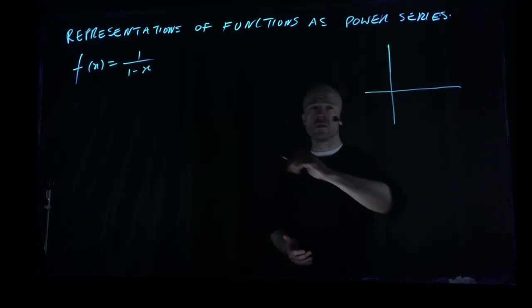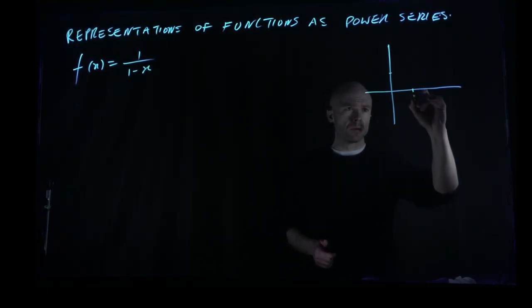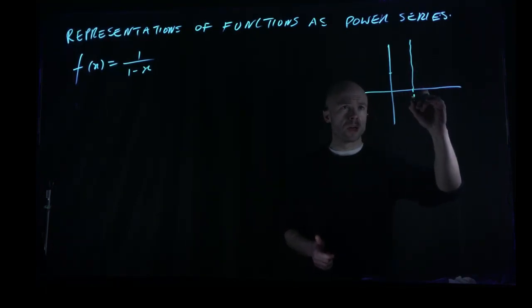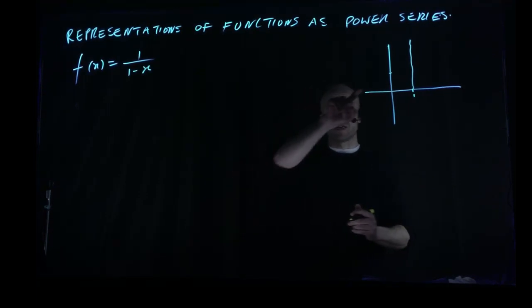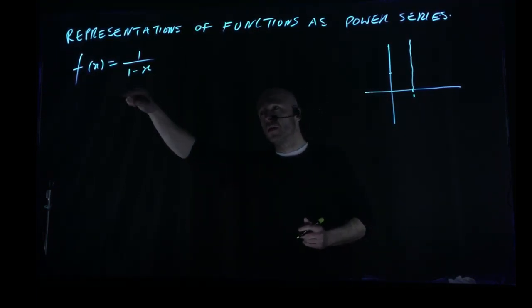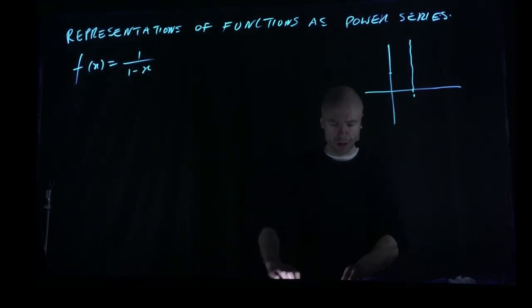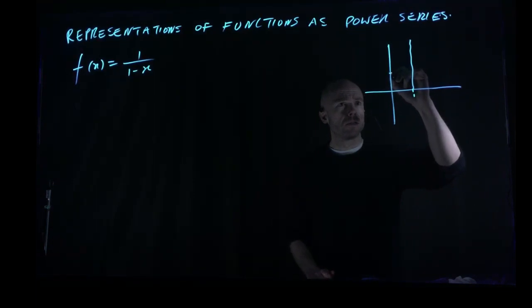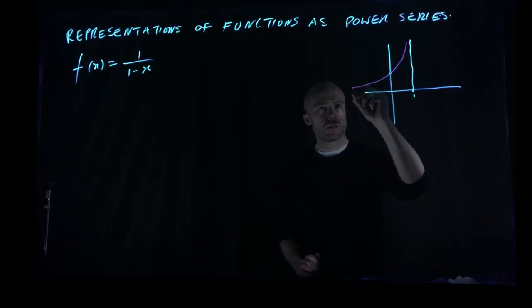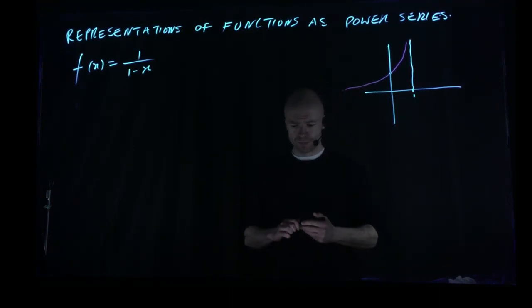Okay, so when x equals 0, we are here at 1. We have a vertical asymptote at 1. As we approach 1, we're going to blow up to infinity. And as x goes from 0 to negative infinity, this is a positive quantity, so this is going to go down to 0. So it kind of looks like this. Let me change color. Looks like this. Okay, going off to infinity.